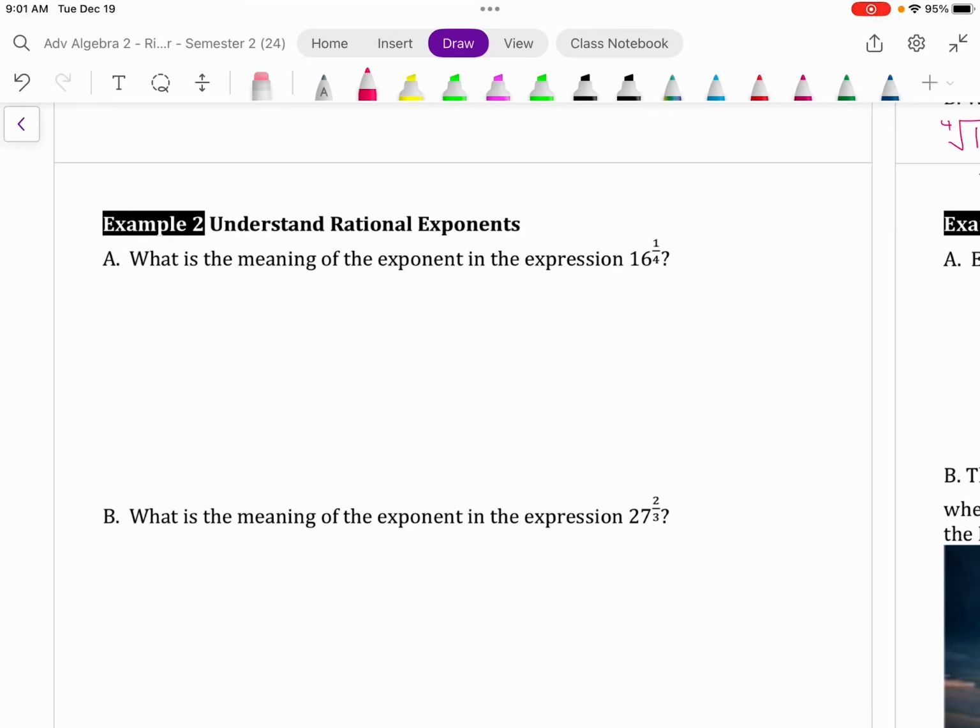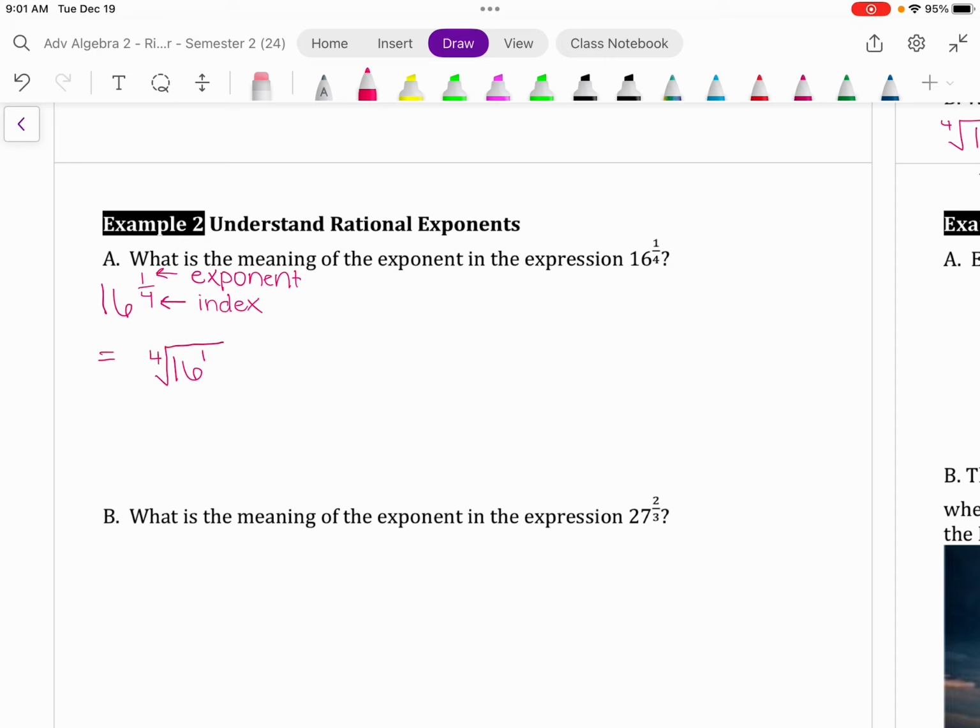All right, next up. What is the meaning of the exponent in the expression 16 to the 1/4 power? So we have 16 to the 1/4 power. The top is the exponent, and the bottom is the index of a radical. So what I mean is this could be rewritten as 16 to the 1st power with an index of 4.